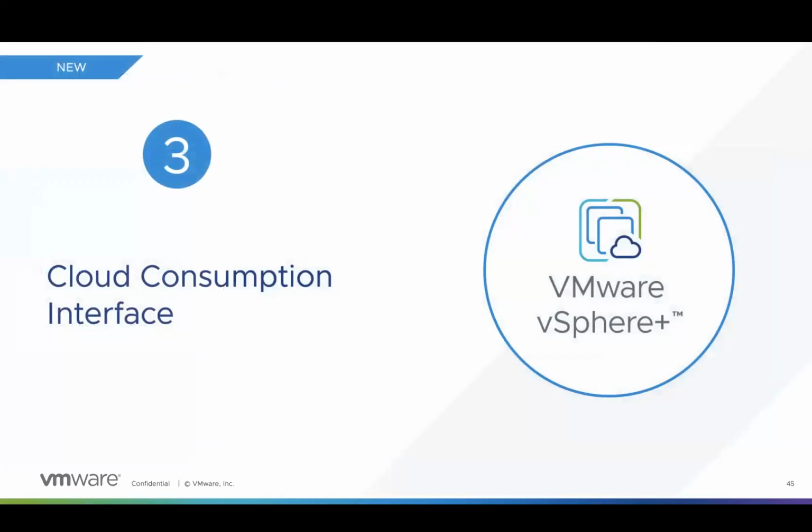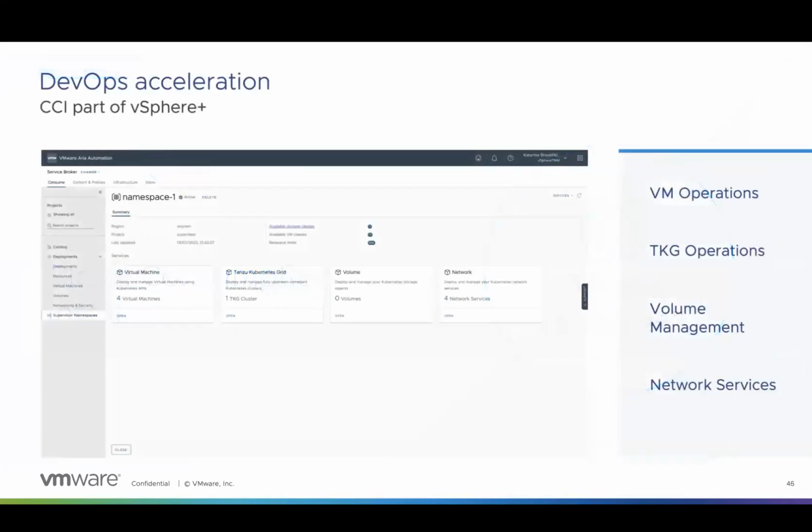Moving on, let us talk about cloud consumption interface. Cloud consumption interface is powered by Aria Automation, and it lets you leverage your deployment of your VMs and your modern applications, such as containers, right from a single place. CCI is part of vSphere Plus, and this was intended to give our developer community a much easier way to leverage vSphere Plus in their software development lifecycle.